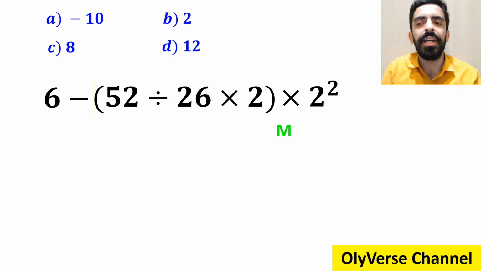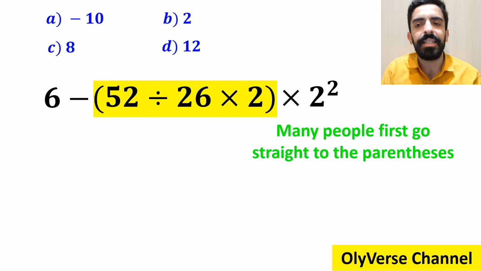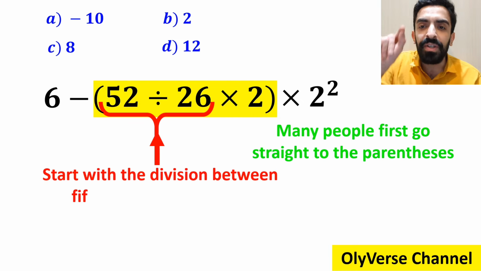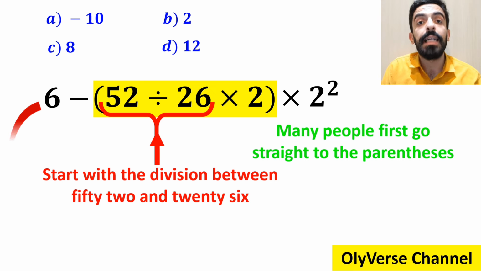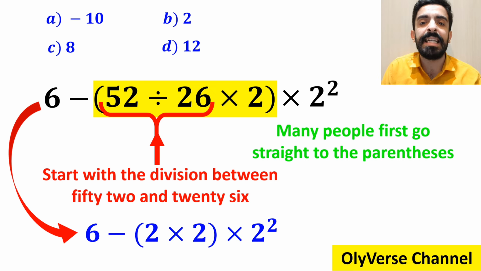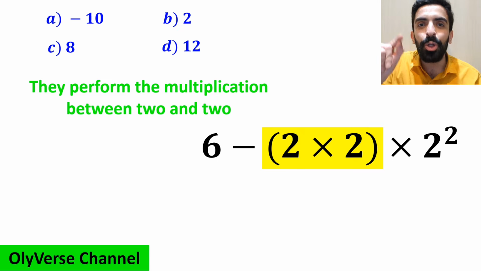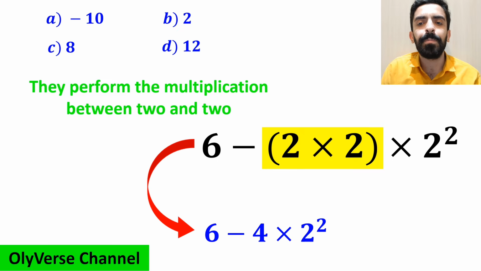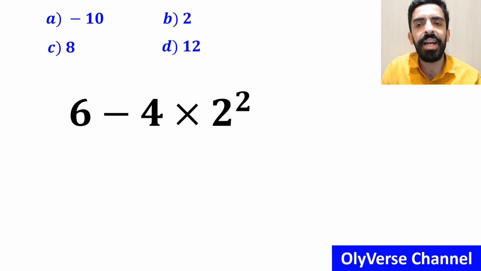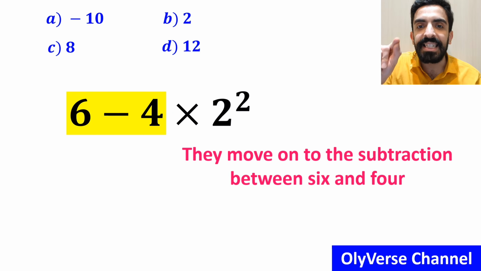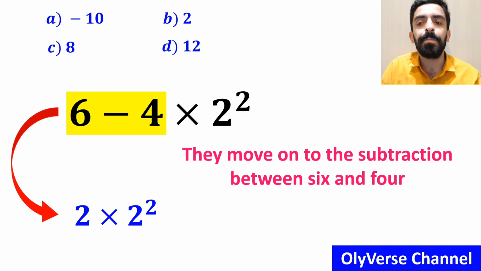To solve this question, many people first go straight to the parentheses and start with the division between 52 and 26. So, they rewrite this expression as 6 minus 2 times 2 inside the parentheses, then multiply by 2 squared. In the next step, they perform the multiplication between 2 and 2 and simplify this expression to 6 minus 4 multiplied by 2 squared. Then, they move on to the subtraction between 6 and 4 and write this expression as 2 multiplied by 2 squared.